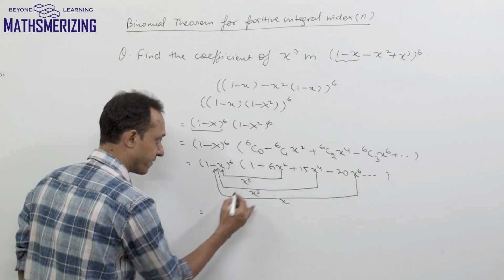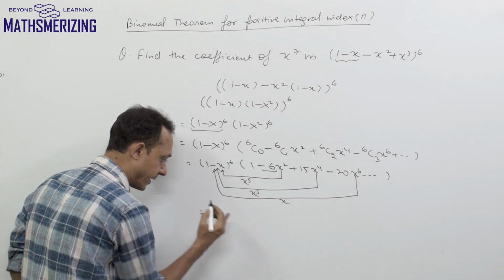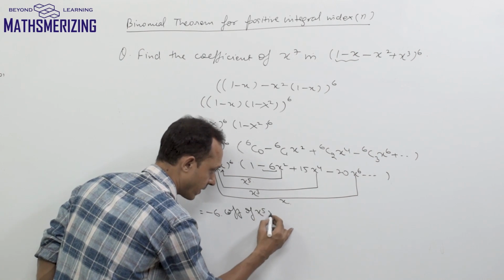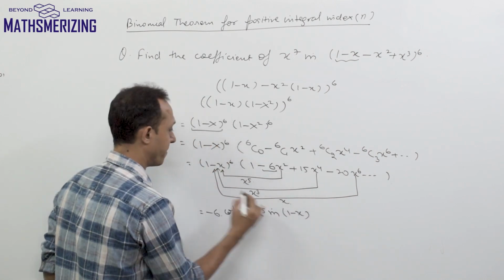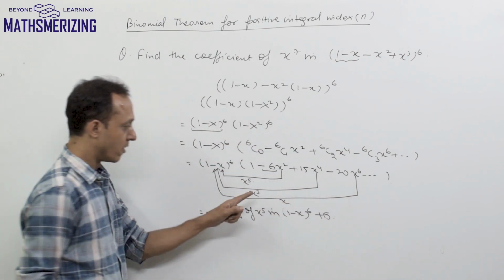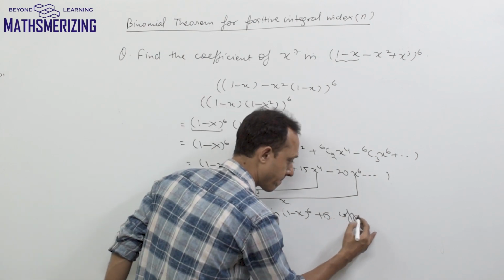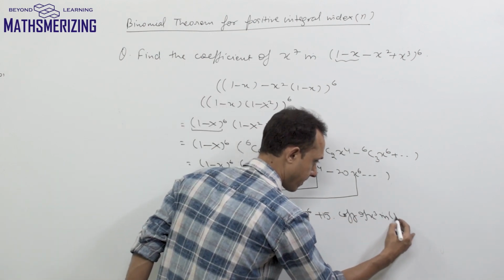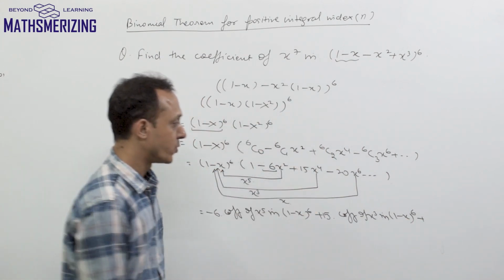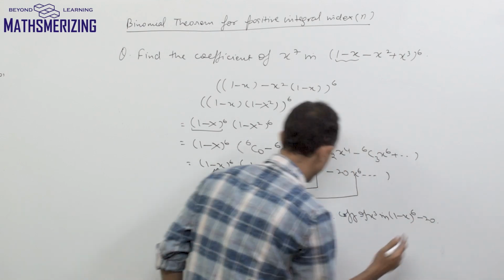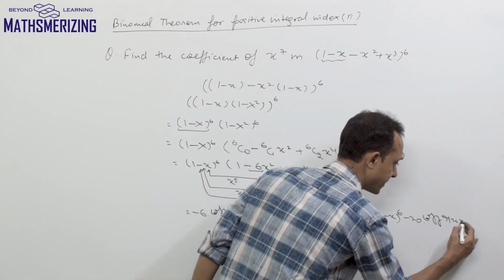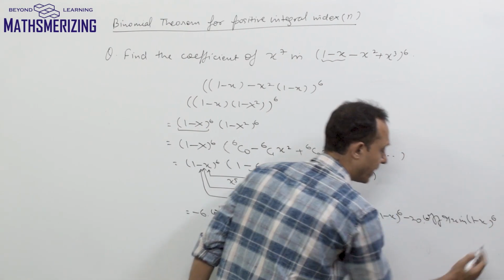So I'll write it as, the first one is this minus 6, it gets multiplied with coefficient of x to the power 5 in 1 minus x to the power 6. Now the next one is 15, so plus 15 into coefficient of x cube, and finally it'll be minus 20, and then it'll be multiplied with coefficient of x. Coefficient of x in 1 minus x to the power 6.